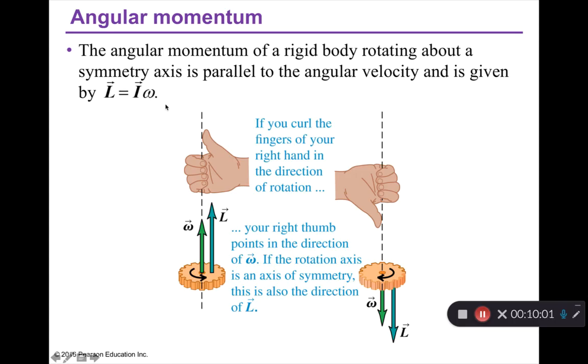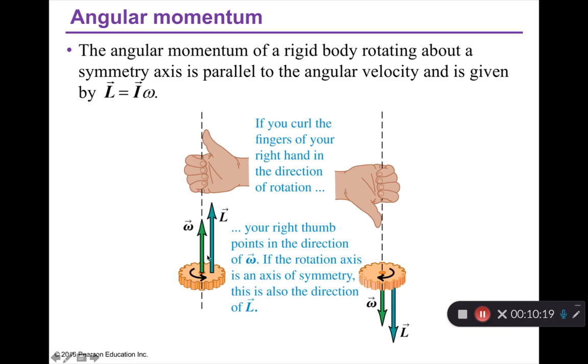Angular momentum is a vector, just like omega was a vector. I don't know who typed this up. Somebody goofed there. That vector sign should be on omega. I is a scalar. I is not a vector. See here, omega is the vector.